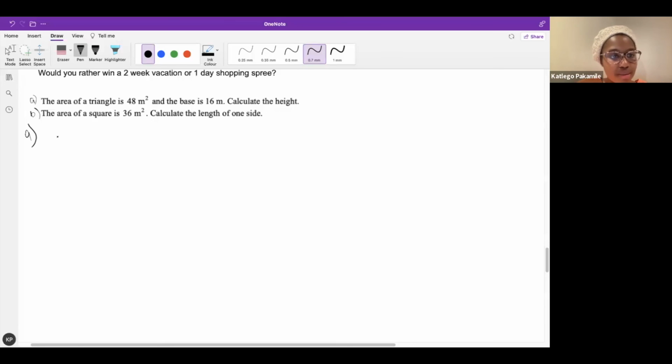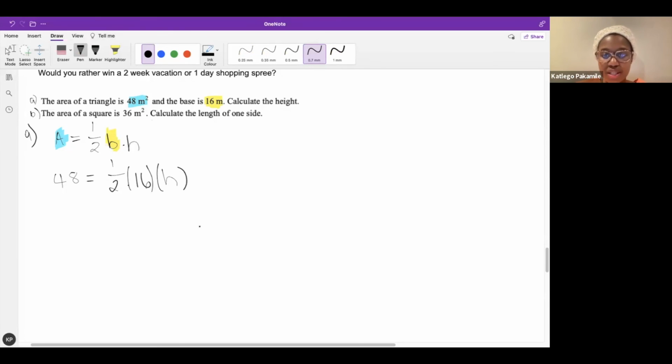Formula for area of a triangle: half base times height. So A equals half base times height. We were given 48 meters squared, which is the area. And then what else were we given? 16 meters is the base. So we need to substitute, okay? 48 equals half of 16 times, maybe I should use brackets, times the height that we don't know.